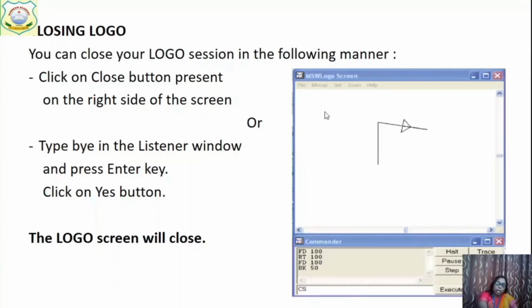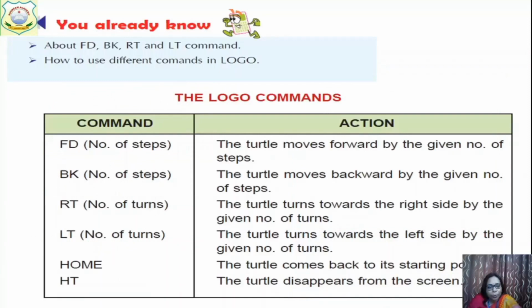Now the basic commands that I am going to revise. FD means forward. FD space number of steps. The turtle moves forward by the given number of steps. BK stands for backward. It will move the turtle back. RT turns right by the given number of turns. LT turns towards the left side by the given number of turns. Now home, the turtle comes back to its starting position.